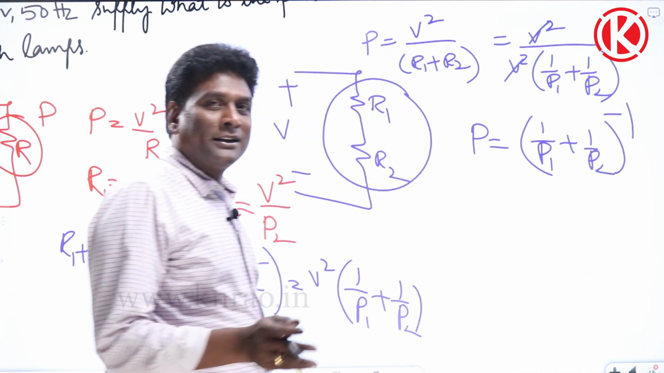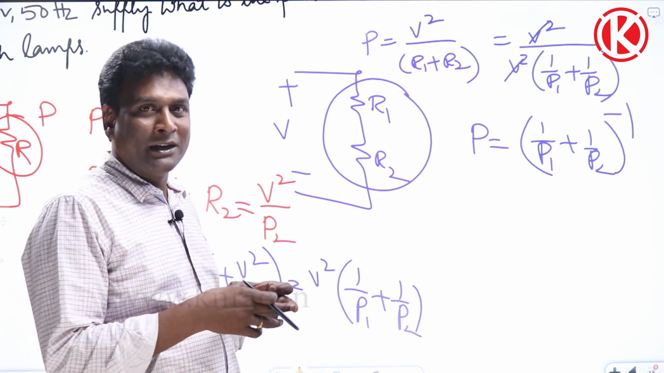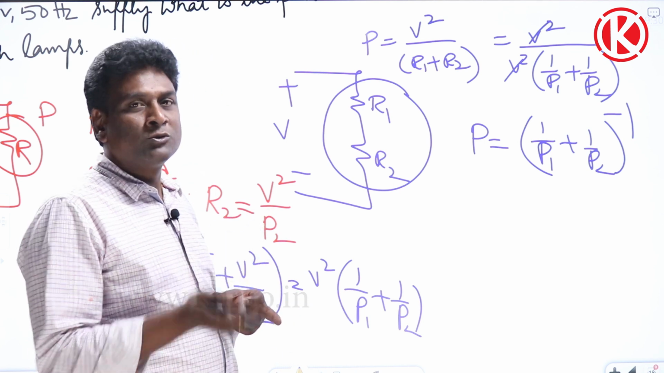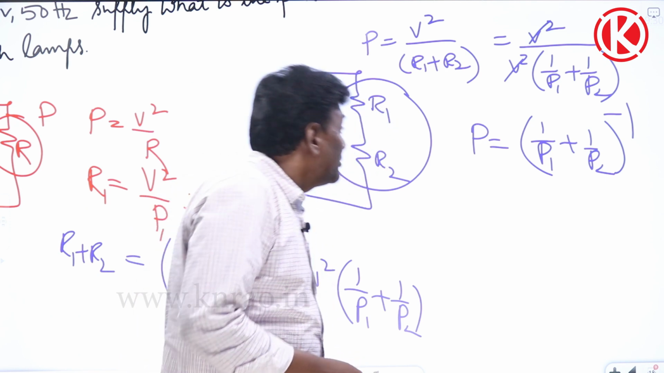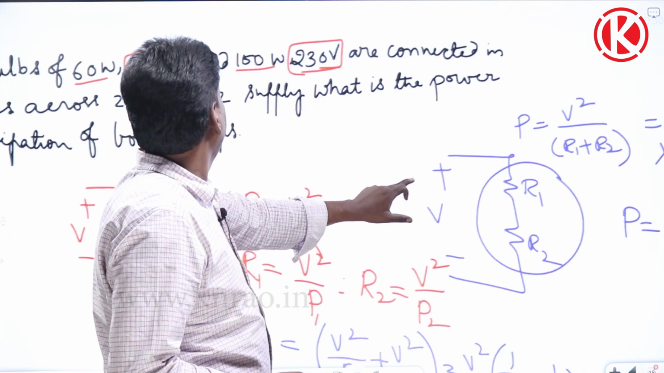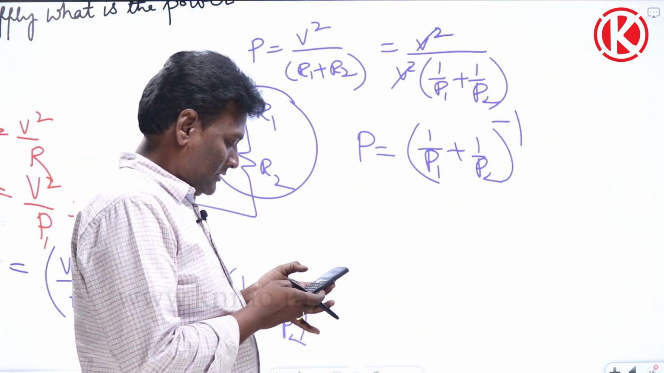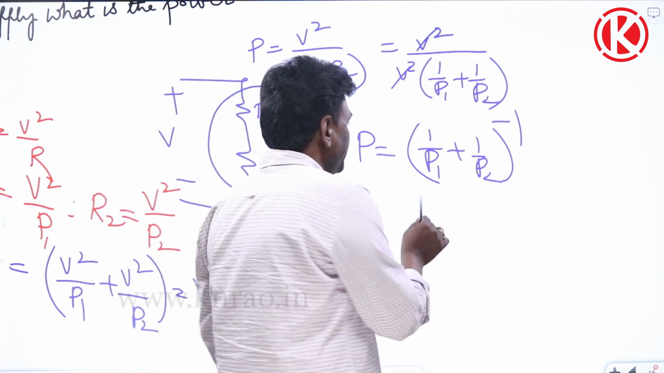It is equivalent to connecting resistances in parallel. Okay, if you connect resistances in parallel, R1 and R2, the net equivalent resistance is going to be 1 by R1 plus 1 by R2, whole inverse. In the same way, this also. So net power is going to be first 60 and after that 100, right? 60, 100, right? So 60 inverse plus 100 inverse, whole inverse, equals 37.5.